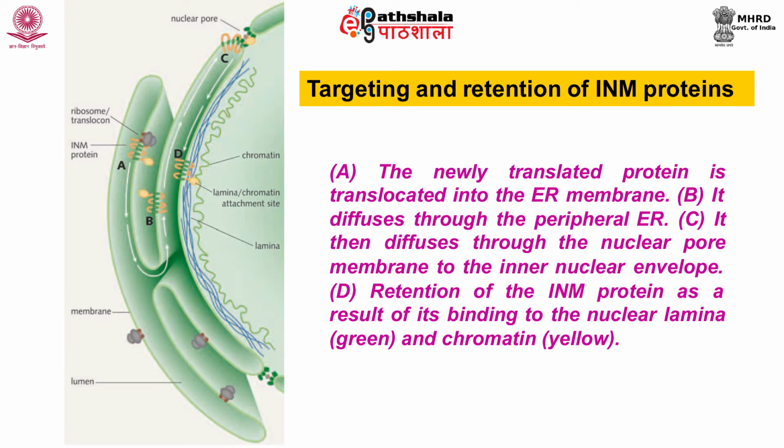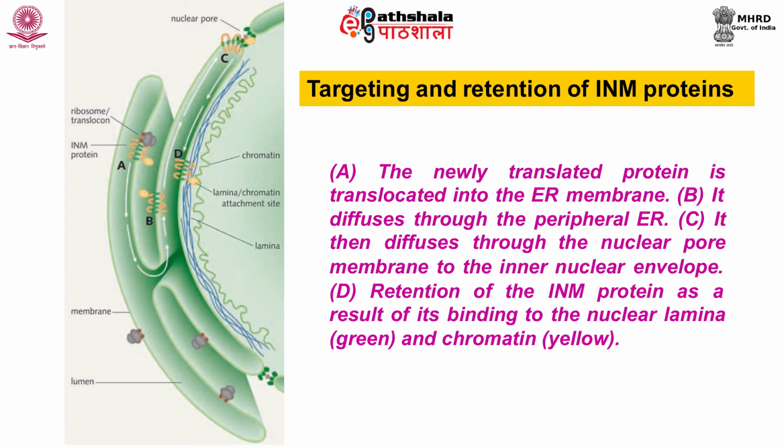The figure shows you 4 steps for targeting and retention of an inner nuclear membrane protein. The movement of protein is shown by white arrows. First, step A shows translocation or transport of newly translated protein into the rough ER membrane. This protein diffuses through the peripheral ER, which can be observed as step B. In third step, that is step C, the protein diffuses through the nuclear pore membrane into the inner nuclear envelope.